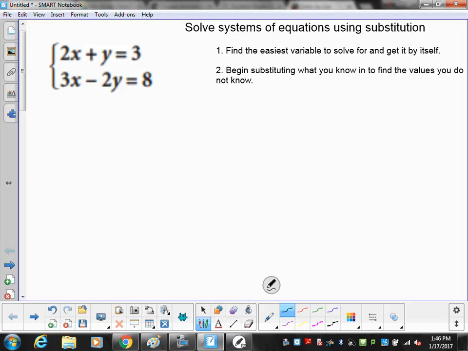So in this problem, 2x plus y equals 3, and 3x minus 2y equals 8.